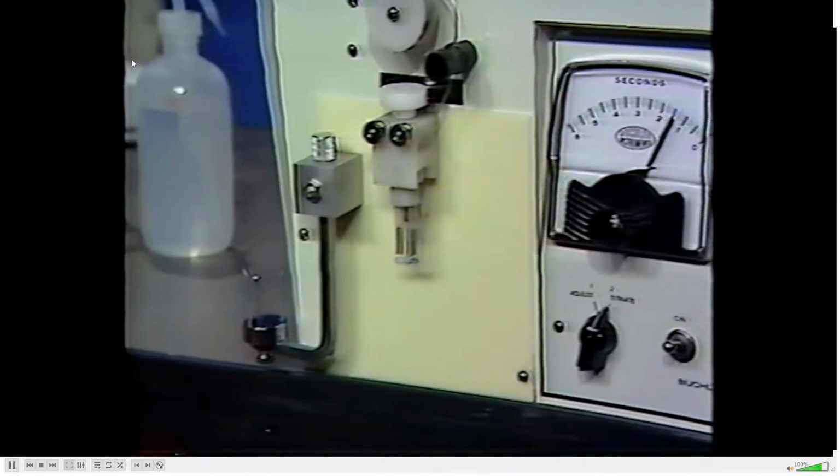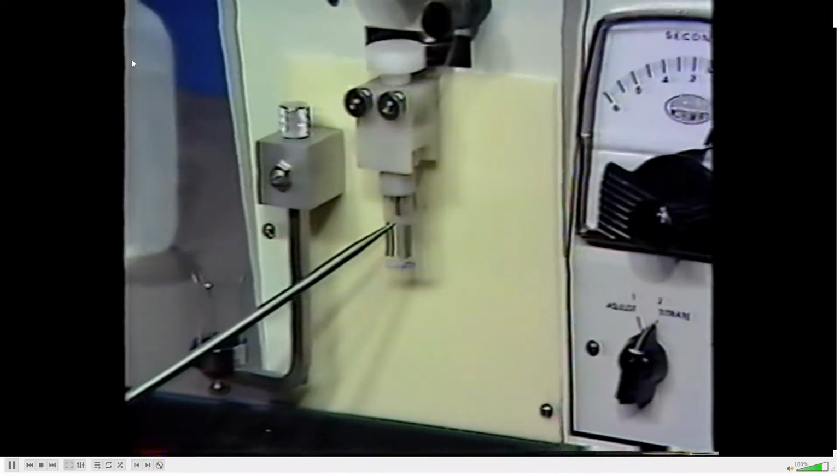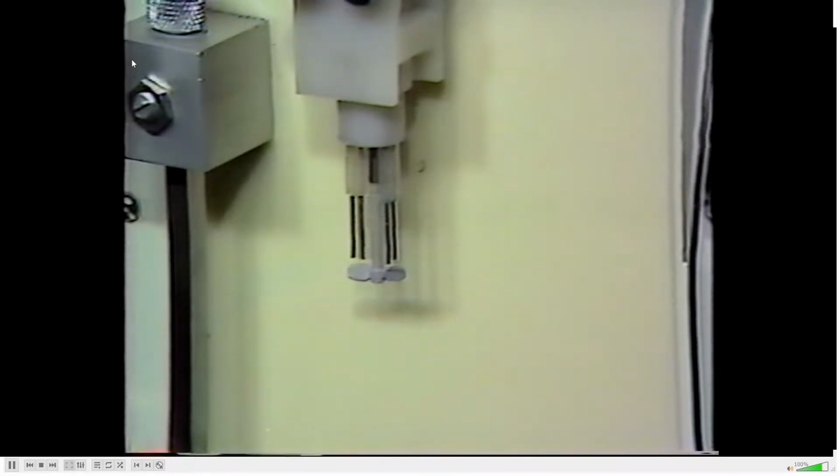To the left side of the front panel is the stir electrode assembly. This consists of two stationary indicator electrodes and two generator electrodes. The back generator electrode is stationary, while the front generator electrode is adjustable.